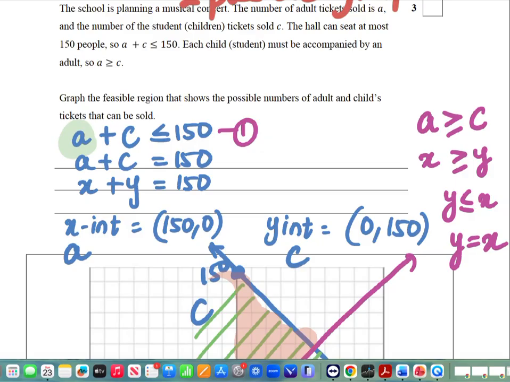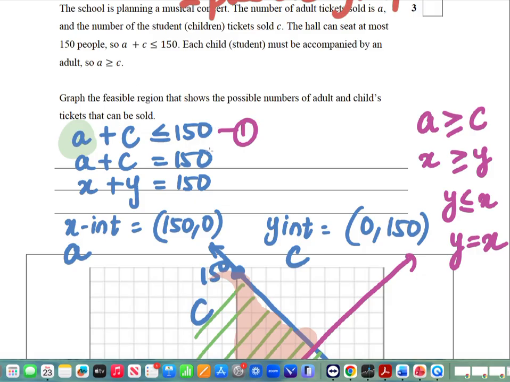Now the number of adult tickets sold is represented with the letter A, and the number of students or children tickets sold are represented with the letter C. Now the hall can seat at most 150 people. So this is given by A plus C is less than or equal to 150. And each child must be accompanied by an adult. Which means the second inequality is A is greater than or equal to C. So A can be equal to C, but it has to be greater otherwise. And C cannot be greater than A.